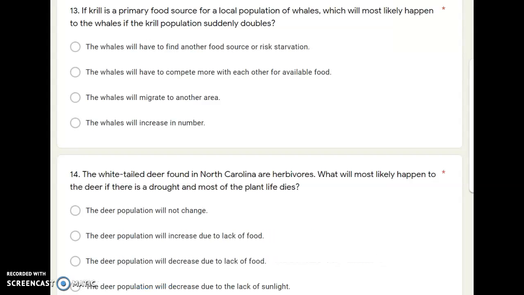Number 13. If krill is a primary food source for a local population of whales, which will most likely happen to the whales if the krill population suddenly doubles? Choice 1. The whales will have to find another food source or risk starvation. Choice 2. The whales will have to compete more with each other for available food. Choice 3. The whales will migrate to another area. Choice 4. The whales will increase in number.